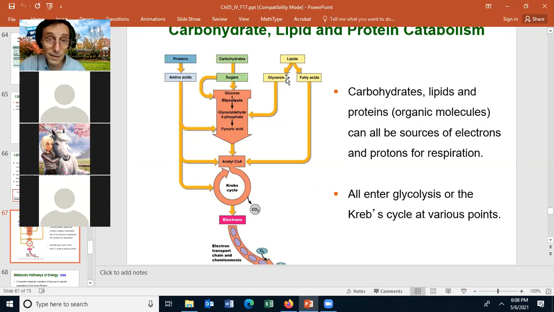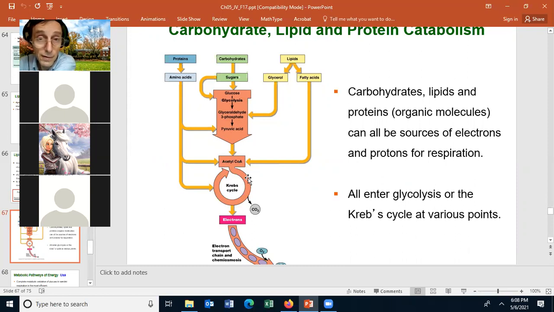Lipids, the glycerol will be broken off and it will be entering into glycolysis. The fatty acids will be broken down into 2 carbon chunks, and they'll be converted into acetyl coenzyme A and directly enter the Krebs cycle. Okay?